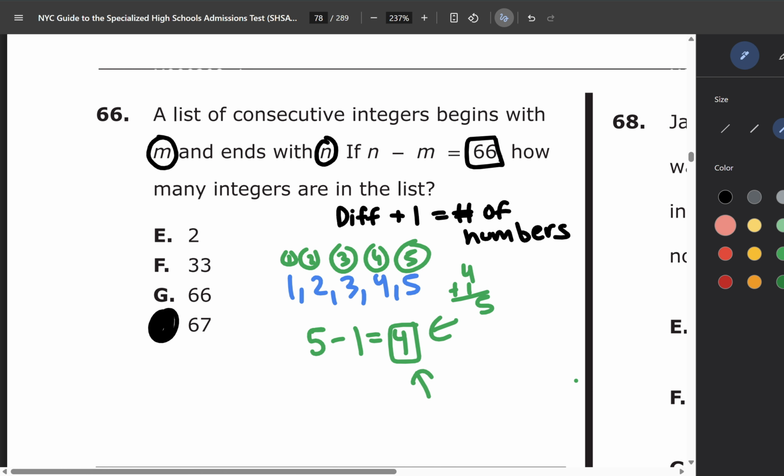This rule might get a bit complicated in your head when you have consecutive integers that aren't, for example, consecutive even integers or consecutive odd integers. Then it could be a little bit strange to you, but just remember this formula whenever you have a problem like this with consecutive integers.